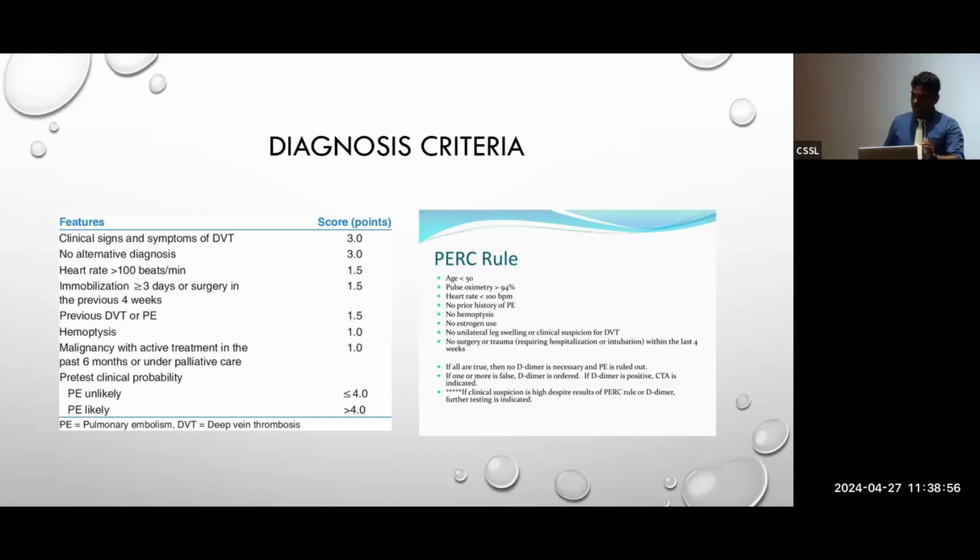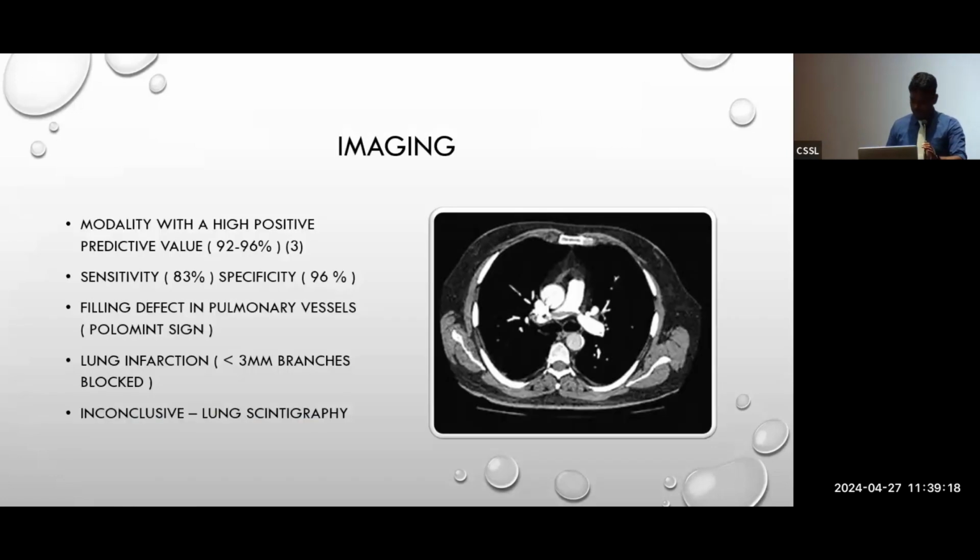Okay. And there's another one called the PERC rule. The PERC rule is to be used in ETU setups, where you can rule out PE rather than diagnosing it. So in the ETU setup, if a patient comes with dyspnea where you want to rule out PE, you can use that as well. Right. What are the diagnostic imaging modalities of PE? In earlier days, the imaging of choice was VQ scan, or lung scintigraphy. Now it has been replaced by CTPA, which is CT pulmonary angiogram.